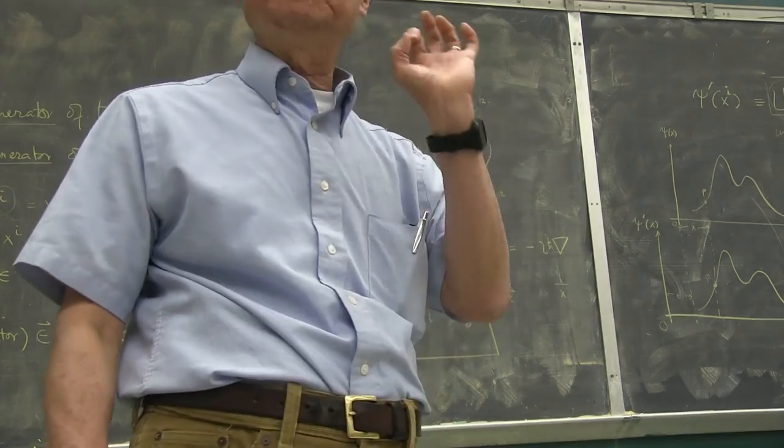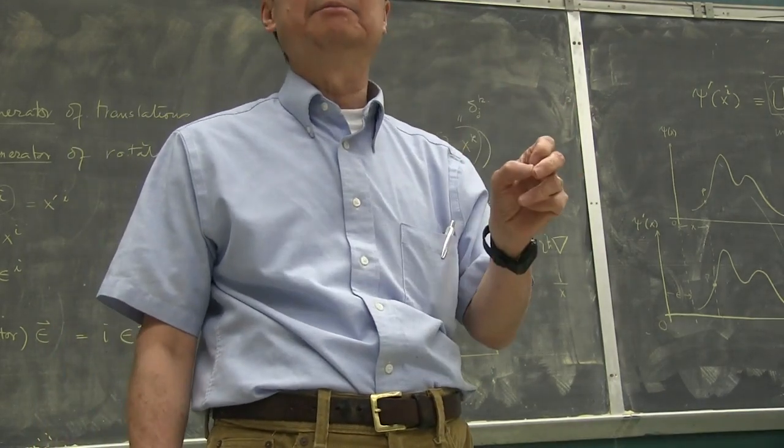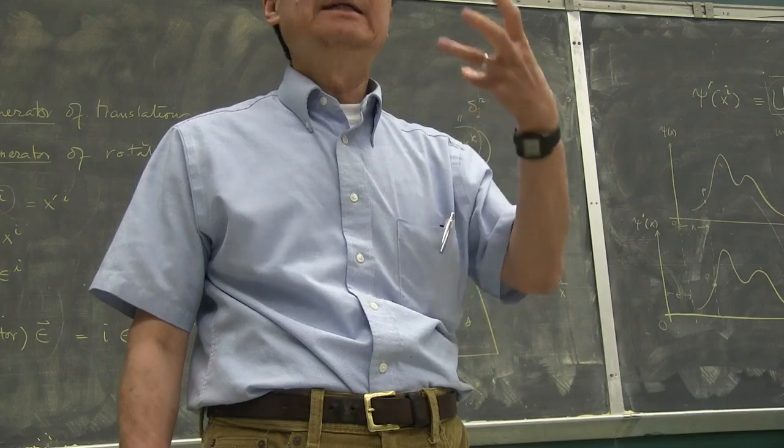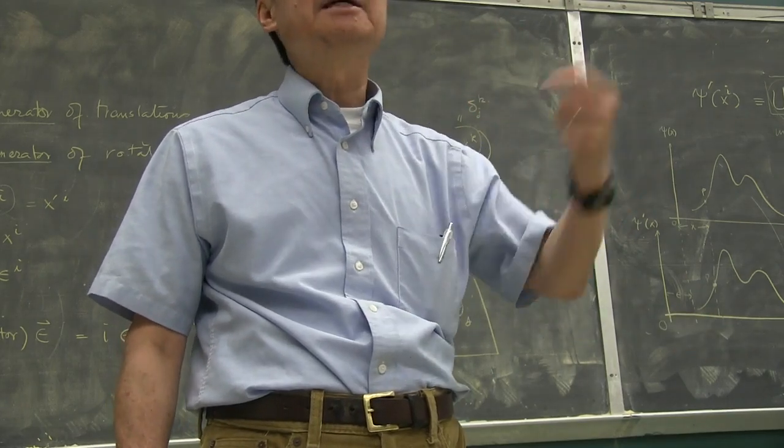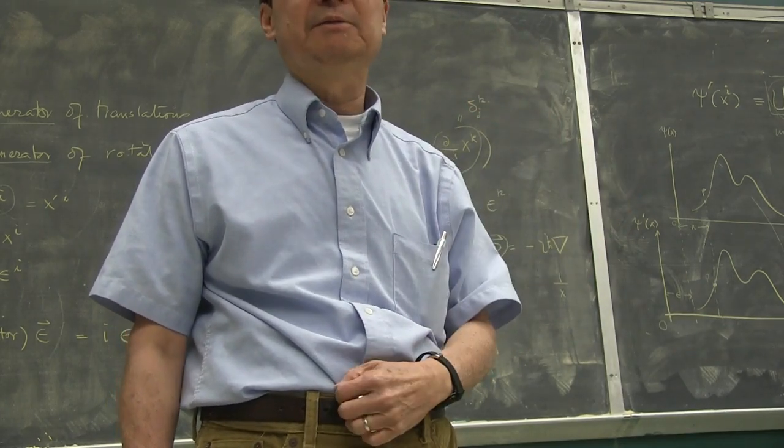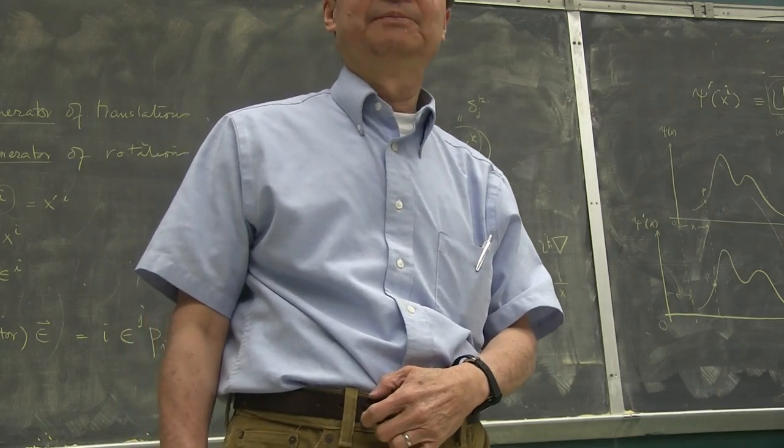Remember, H bar has the dimensions of angular momentum, right? H bar, energy times time, is the same dimensions as distance times linear momentum. It's an angular momentum.